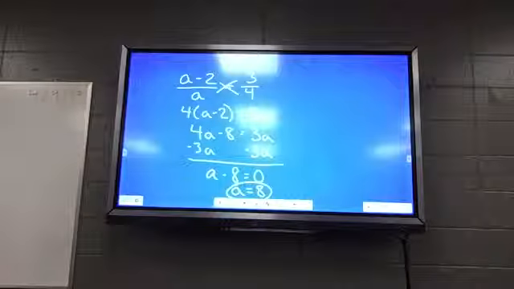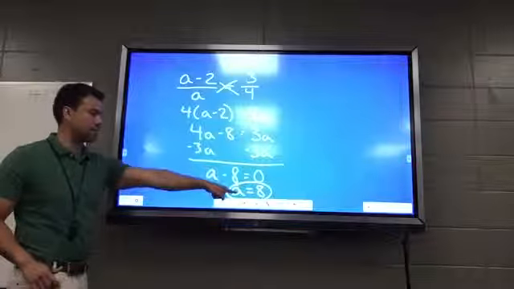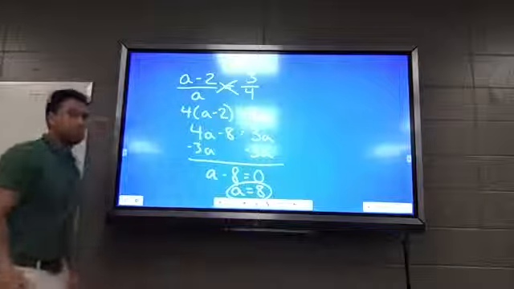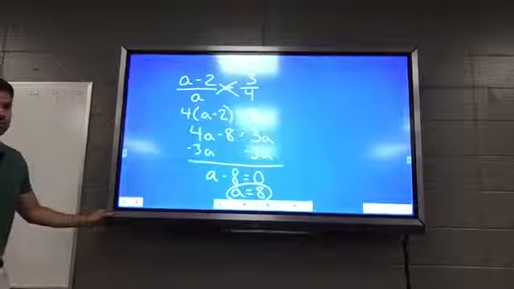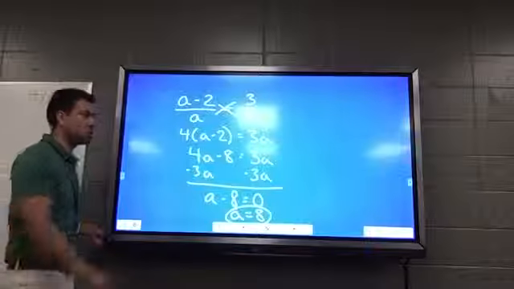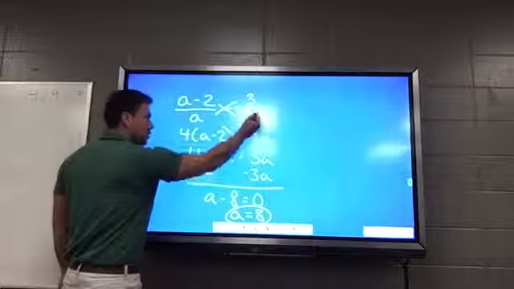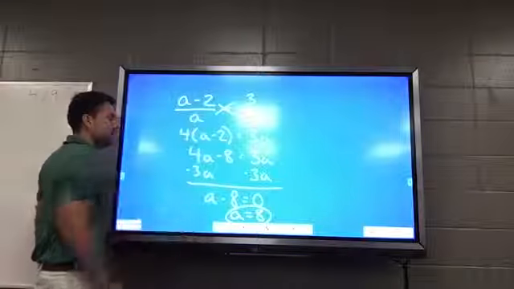Is a allowed to be 8? Yeah. What can a not be? 0. It cannot be 0. That's the only excluded value, and so that works. When you're trying to find the excluded value, what part do you look at? Always the denominators of the original expressions. So here you have 2 fractions, so you look at both of them. This one has no excluded value, and for this one, the only one is a cannot be 0.